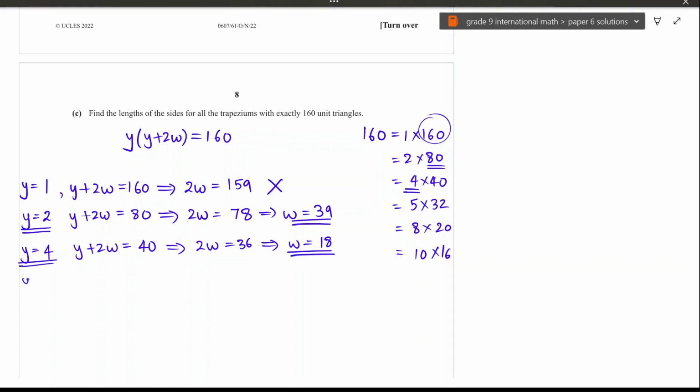Let me try y equal to 5. Now I think again we can see that these odd numbers are not going to result in any answers. So I can still see that y plus 2w is equal to 32. That gives me 2w is equal to 32 minus 5, which is an odd number. So this is again not possible.